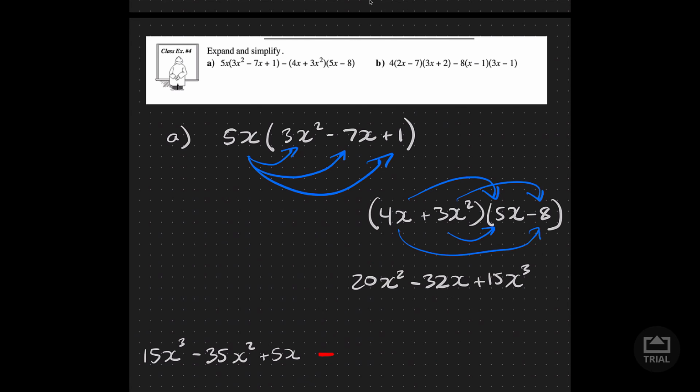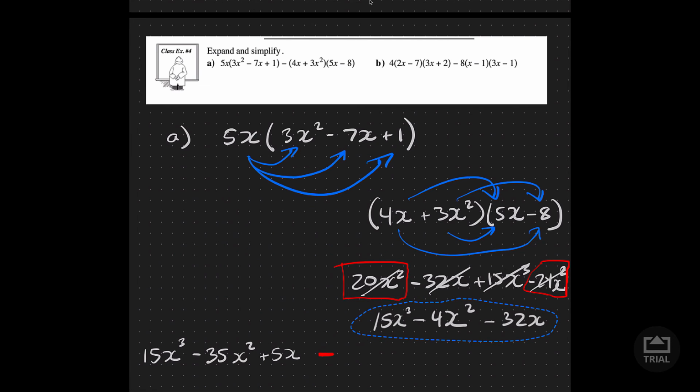And the last two are going to be 3x squared times negative 8, which is going to be negative 24x squared. So we want to take a look at this and see if we can combine anything. And you can see that we've got a 20x squared right here and a negative 24x squared. So if I combine those two together, I have negative 4x squared. So we've also got this positive 15x cubed, and I have a negative 32x. Okay, so we're going to take this and move it down.